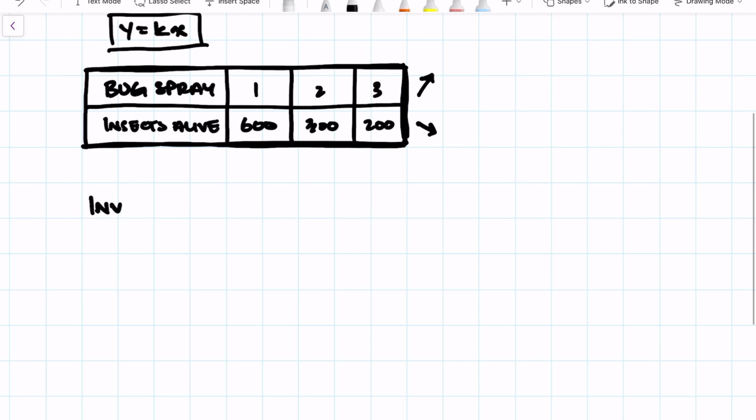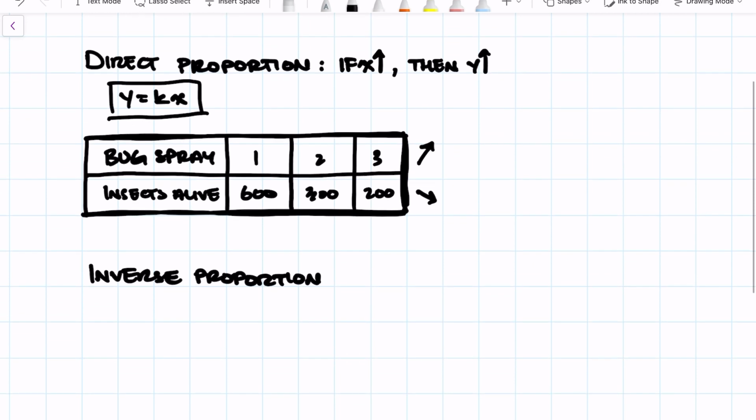So an inverse proportion, and then I'm going to write it as an opposite to the other one. If x goes up, and x should keep going up, by the way, that should always be the trend, then you're going to find that y goes down. So if the number of bug sprays goes up, then the number of bugs goes down. This is an inverse proportion.